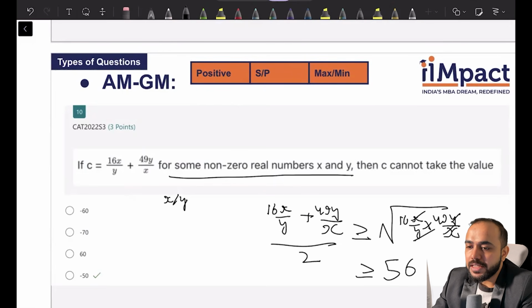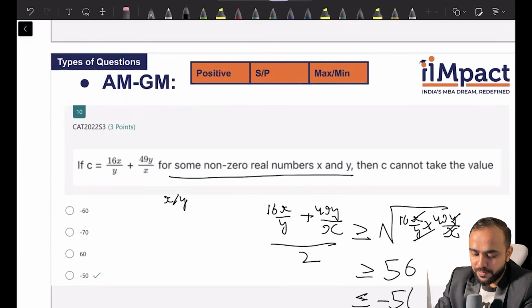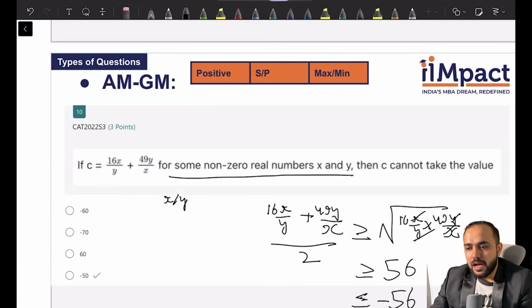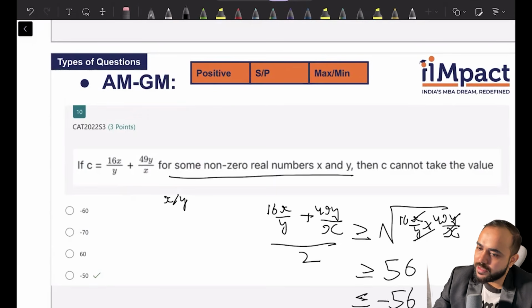Correct? So basically, instead of working on x and y, I am working on x by y. If x by y is negative, then what will you have? Less than or equal to minus 56. And again, if you are comfortable with what we discussed, that is fine. If you are not, you can just multiply this with minus 1.